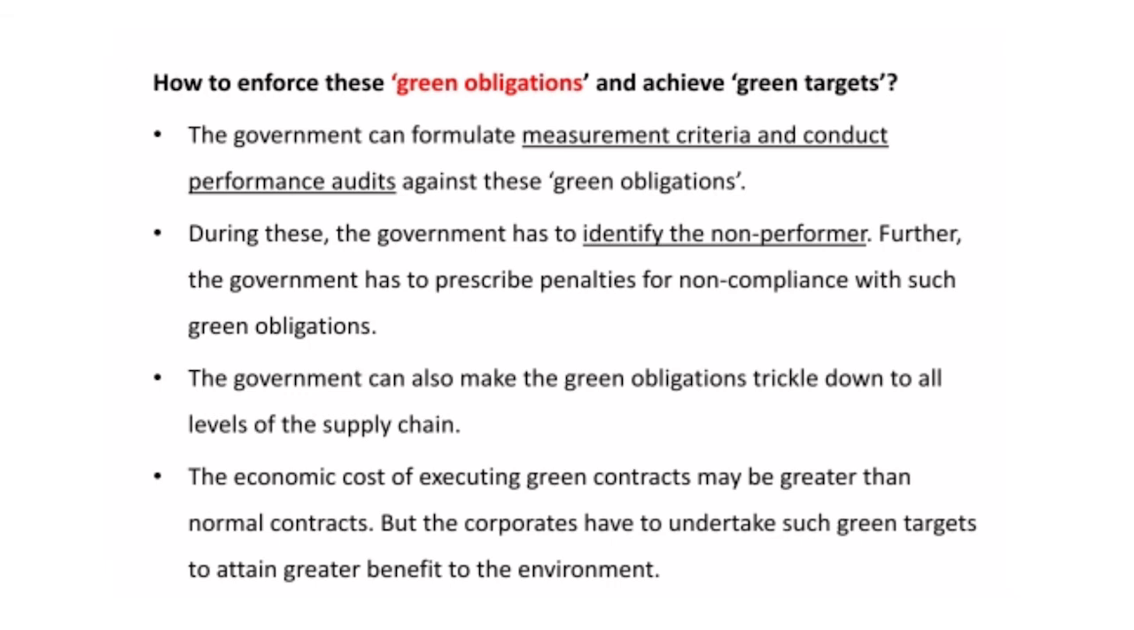How to enforce these green targets? The government can formulate measurement criteria and conduct performance audits against the green obligations. During this, the government has to identify the non-performers. Further, the government has to prescribe penalties for non-compliance with such green obligations. So those who do not follow green obligations, they will impose some kind of taxes, punishments or penalties. This is how they are encouraging these green obligations or green targets.